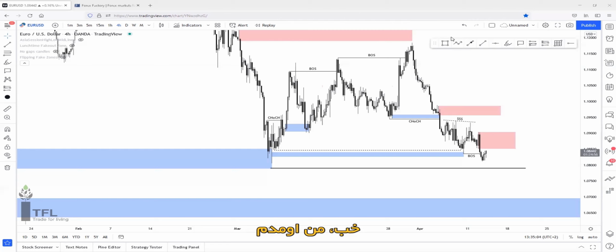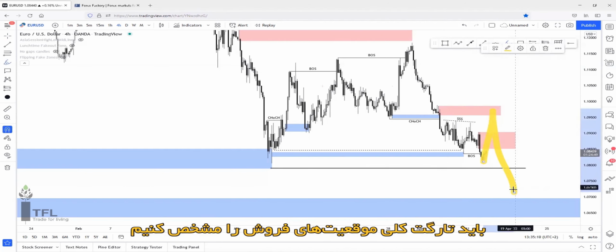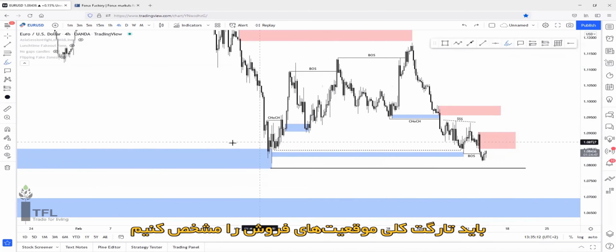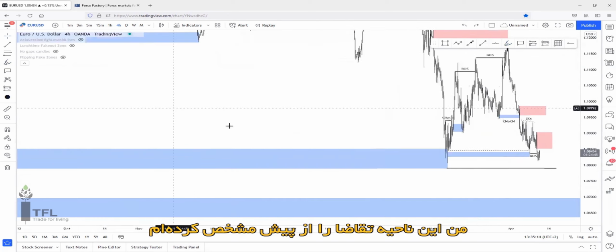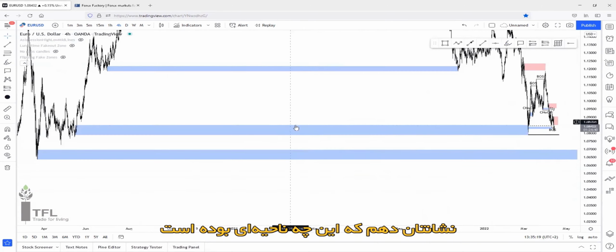Okay, I'm here, guys. So before we determine the possible reversal points for these upcoming short possibilities, we have to determine the overall target point for the upcoming shorts. And I've already marked this demand zone down here, and I will show you which demand I marked.